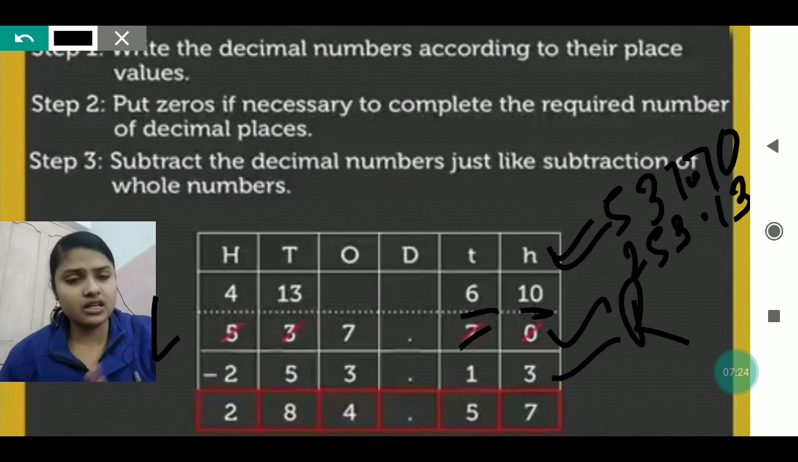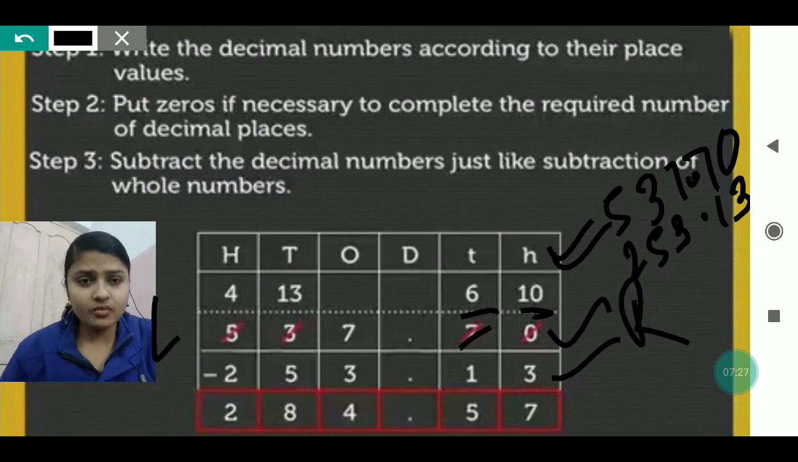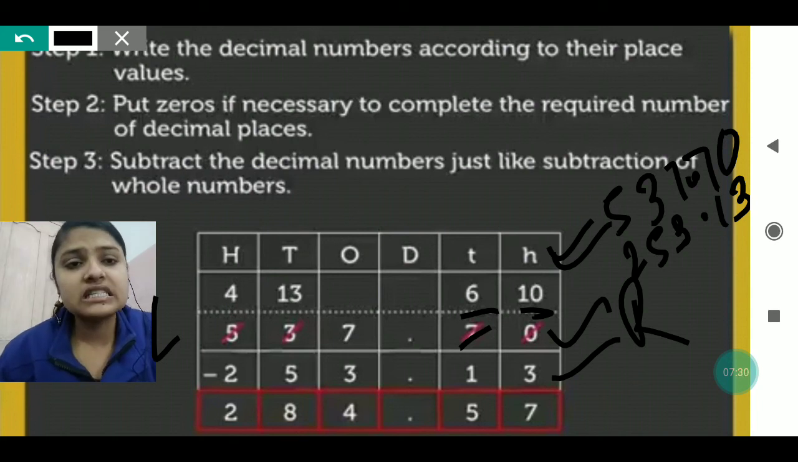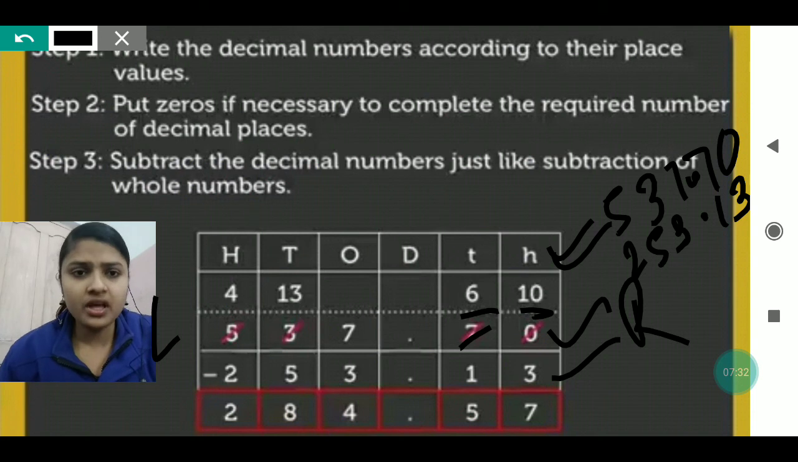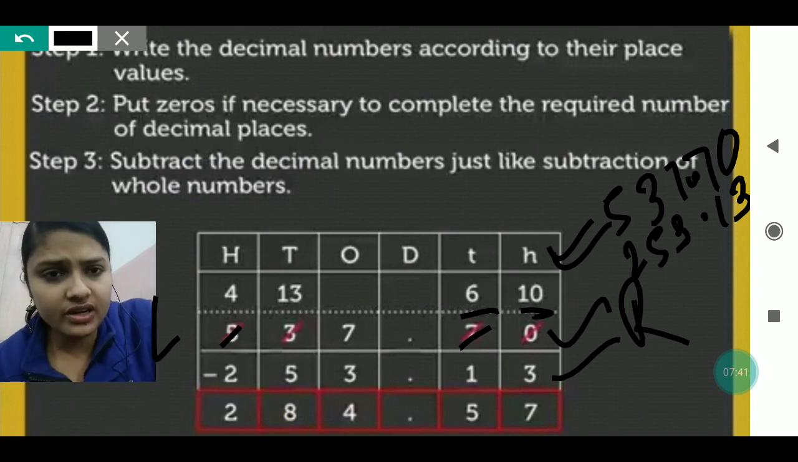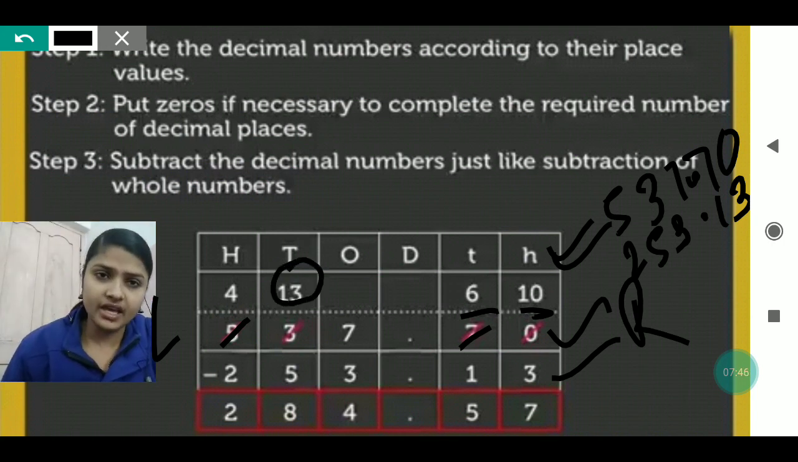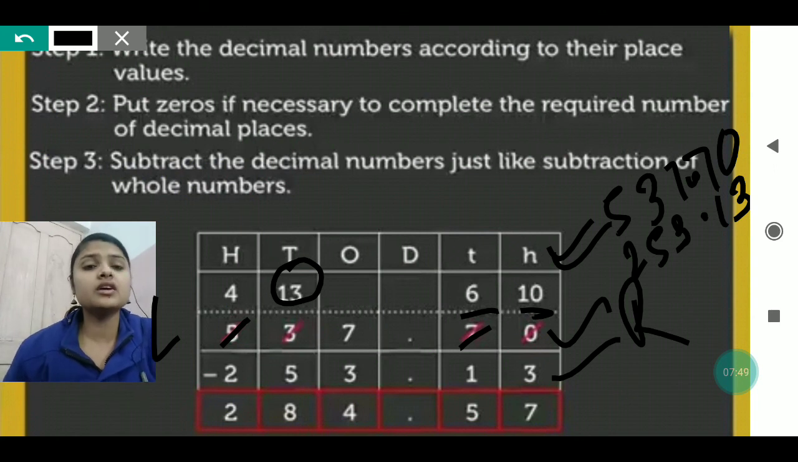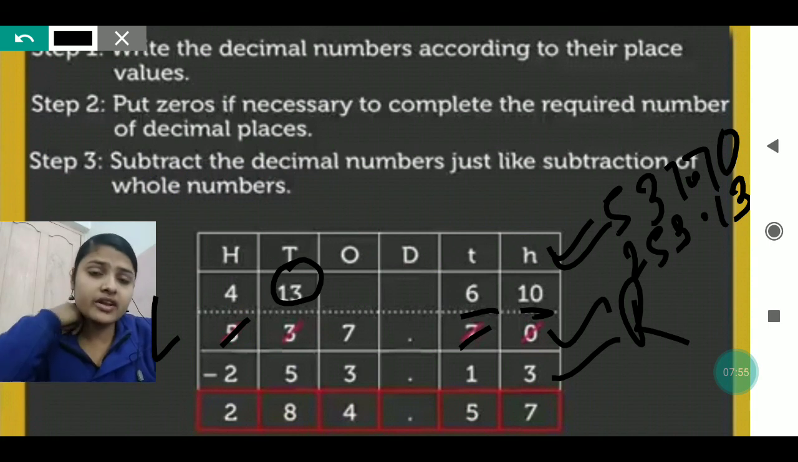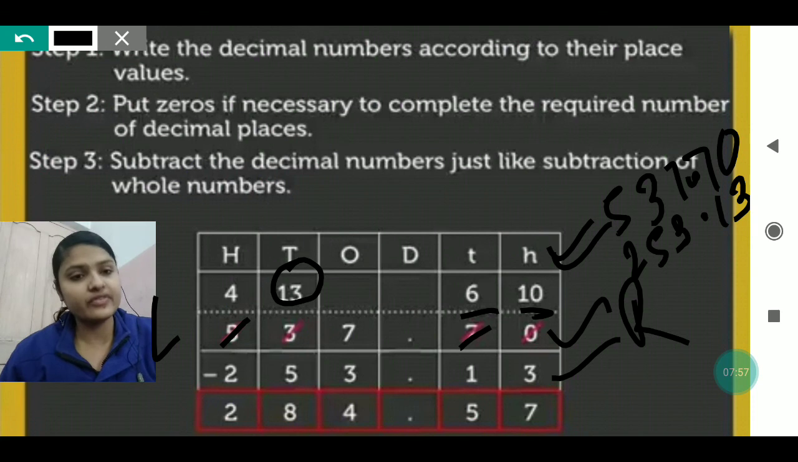Now we will come to the number which is written before the decimal. So 7 minus 3 is easy, that is 4. Now 3 minus 5 is again not possible, so we will go to the next number which is written just next to that, that is 5. So we will take one carry and then we will write 13 upside. 13 minus 5 will be 8, and then 4 minus 2 will be 2. So the answer which you will get after subtracting will be 284.57.